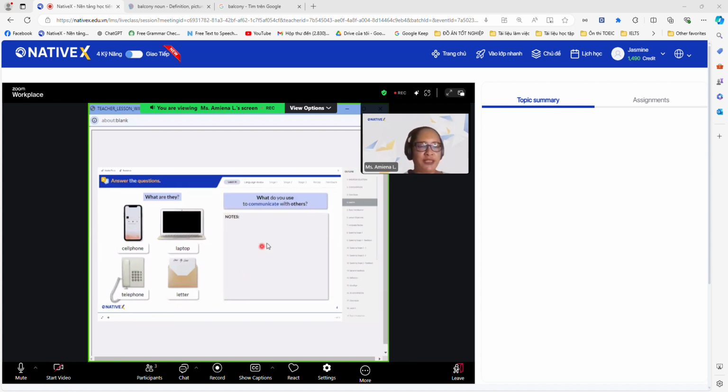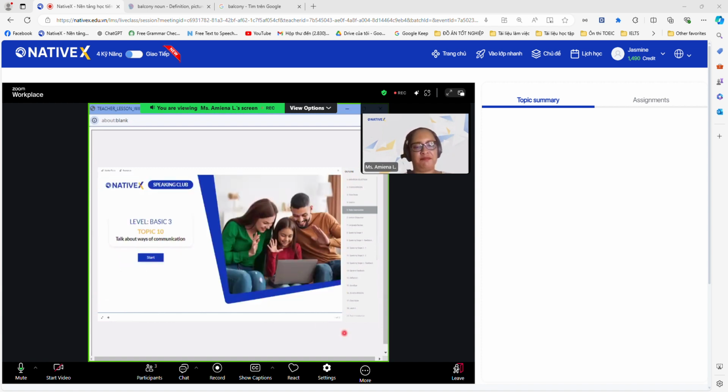Can you tell me which one of these you use to communicate with others, Miss Jasmine? Now I use a cell phone and a laptop to communicate with others. Did you use the older versions in the past? Did you use letters, or the old telephone? Yes, I used to send letters to my friends to communicate when I was a student. Okay, excellent.